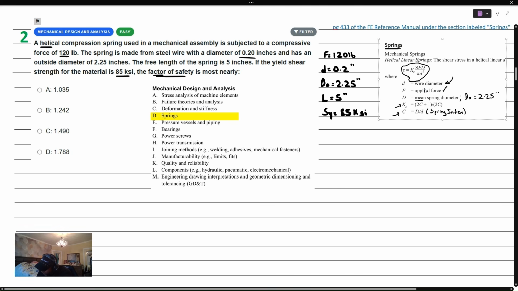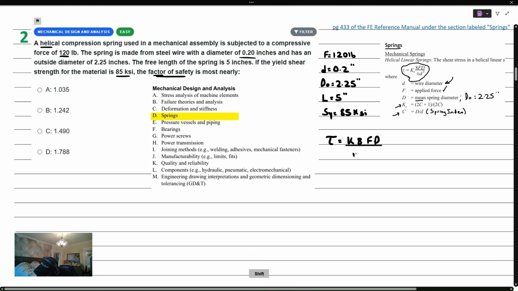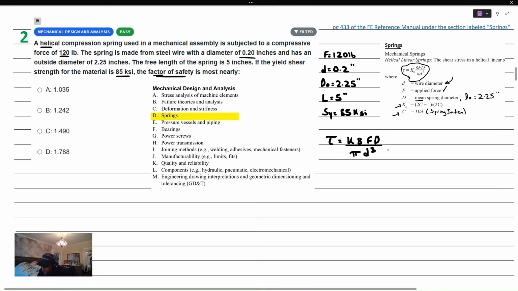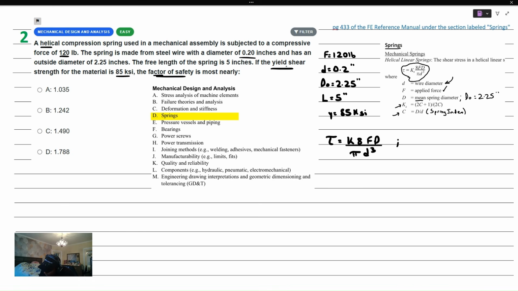All right, so I went ahead and pasted this equation over here. We know that the shear stress tau is going to be equal to K multiplied by 8FD divided by pi times the diameter cubed. Okay, so that is the shear stress, and I put the yield strength over here. Technically, it's a yield shear strength, so I'm going to call it tau sub y here. That's equal to 85 KSI.